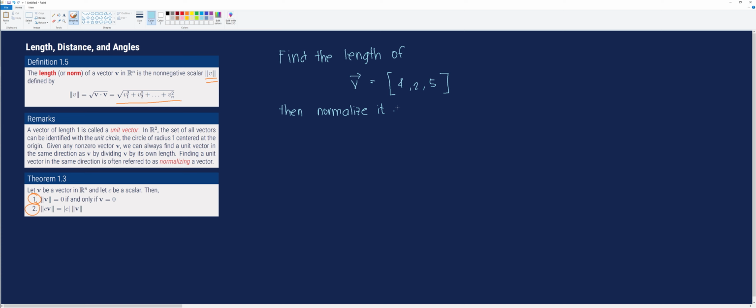Let's check if you know how to identify the length and normalize a vector. You may pause the video and answer the following. Find the length of vector v, whose components are 4, 2, and 5. Then normalize it.